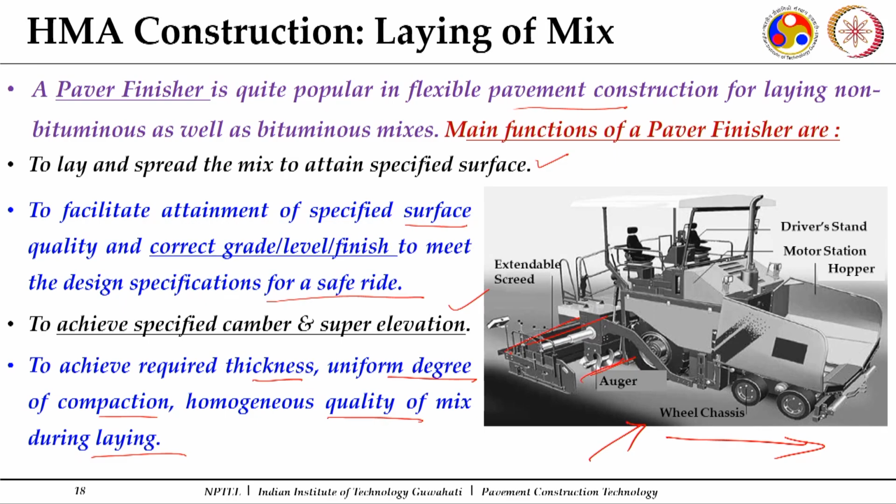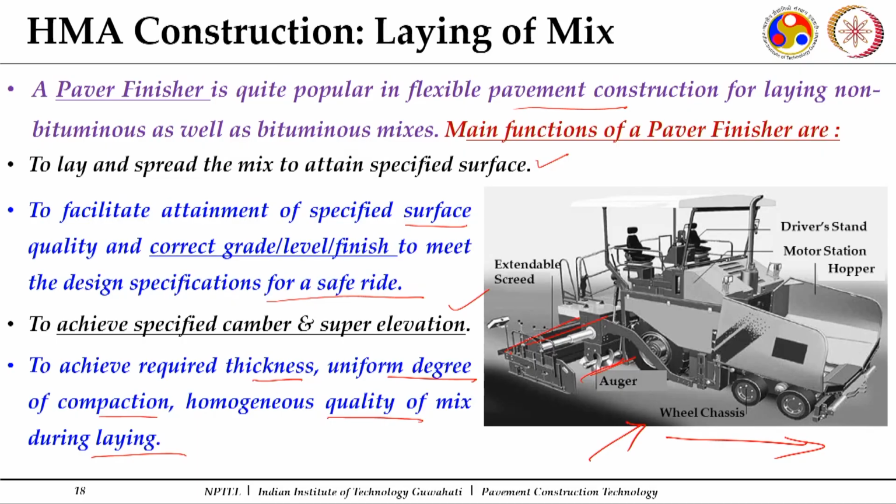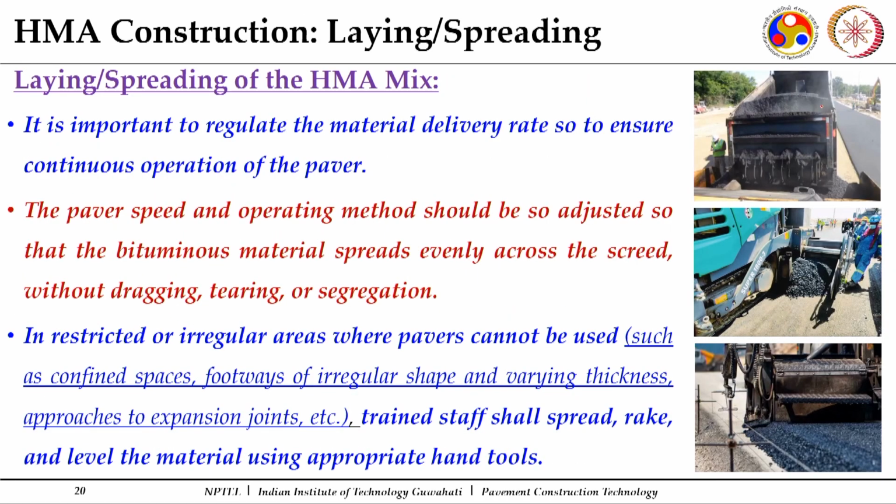The screed width is extendable depending upon your requirement. It may be, say, 5.5 meters, 7 meters, or 10 meters. We have extended screeds which can be set for laying the desired width, and this is how the control option is there. As you can see, the tipper has come up and is going to put the mix in the hopper. The mix from the hopper then comes towards the screed and gets distributed over the surface, so it gives you a controlled thickness of your mix.